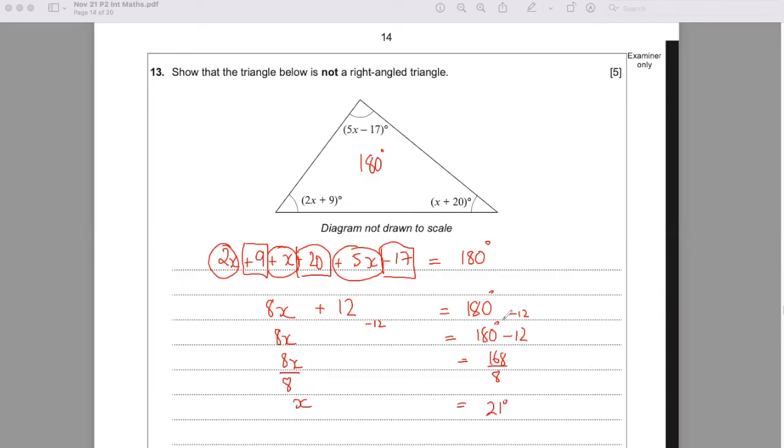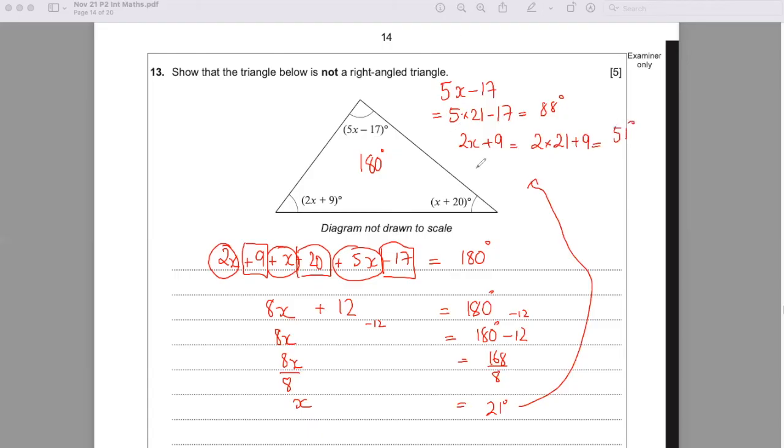Okay, but they're not asking you to calculate x, they're actually asking you to prove that it's not a right angle triangle, so you have to substitute it back in. So I'm going to write somewhere here. Let's start with 5x minus 17. Just write down 5 times 21, take away 17, and that will give you 88 degrees. And then you do similar, 2x plus 9, that will be 2 times 21 plus 9, and that will give you 51, okay? And the last bit would be x plus 20, just 21 plus 20, and that's 41, okay?